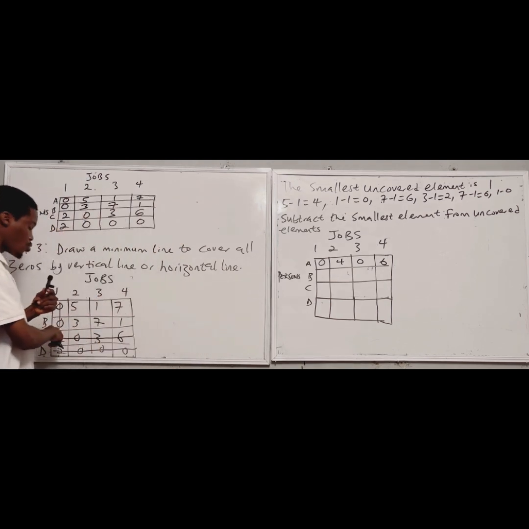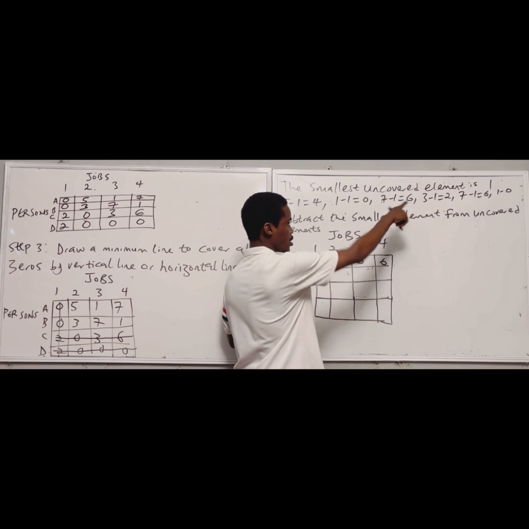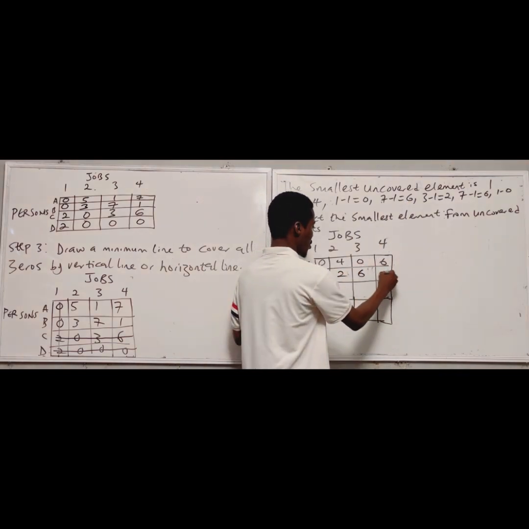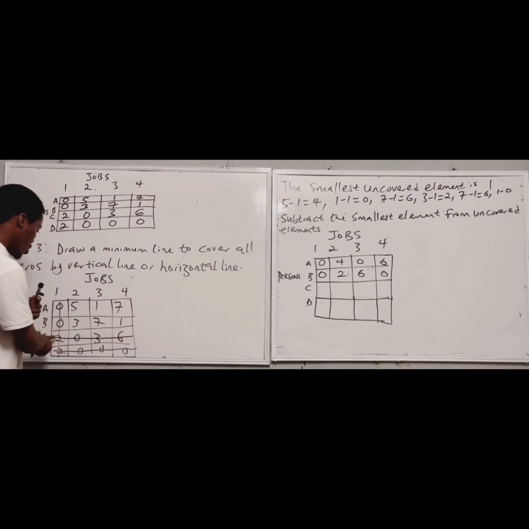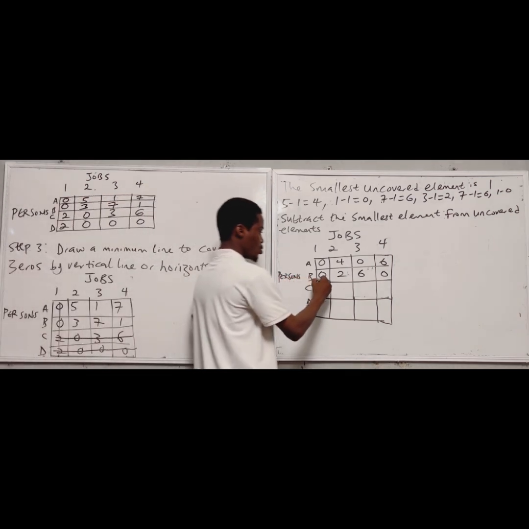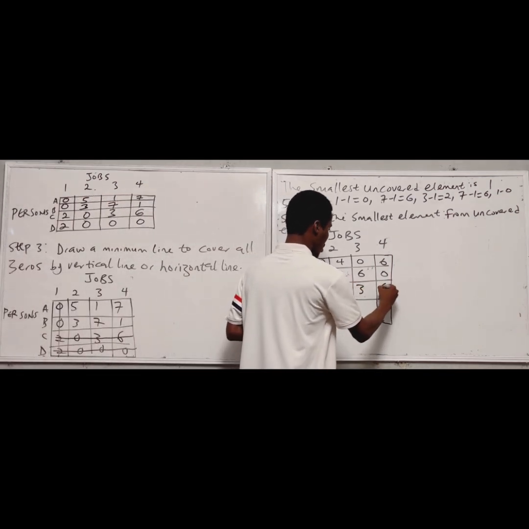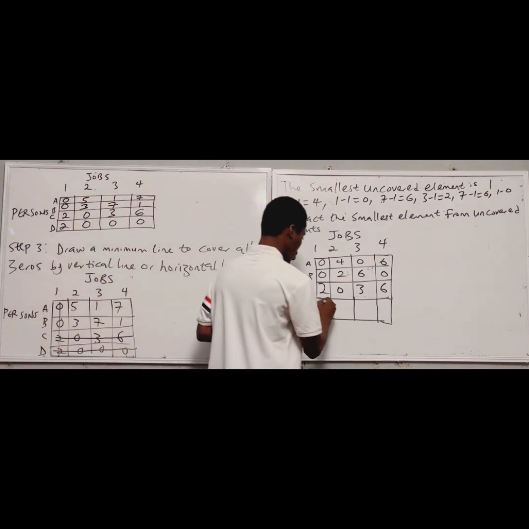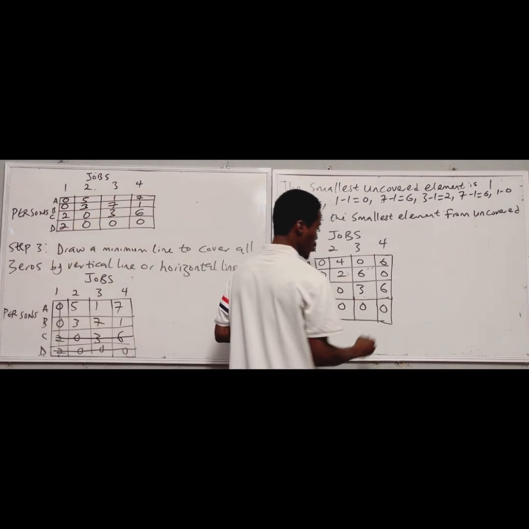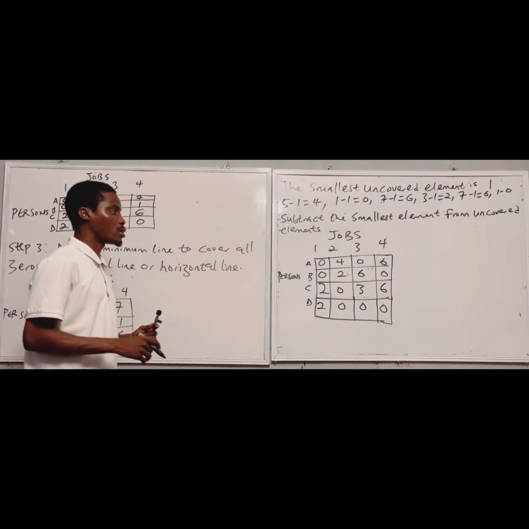So my second row, 0. I've covered this one. Uncovered element is 3, and I subtract 1 from it. 3 minus 1 is 2. So here we're going to have 2, 6, 0, and here is 0. My third row is 2, 0, 3, 6. And my last row is 2, 0, 0, 0. You can see that I form another new table.